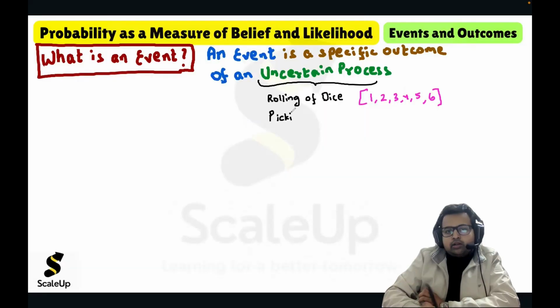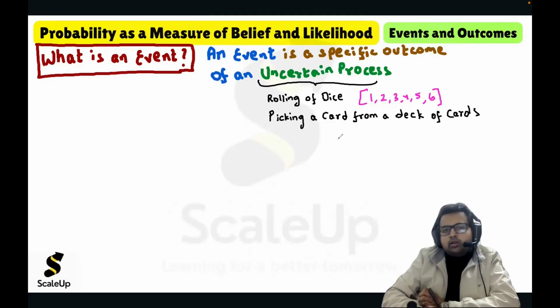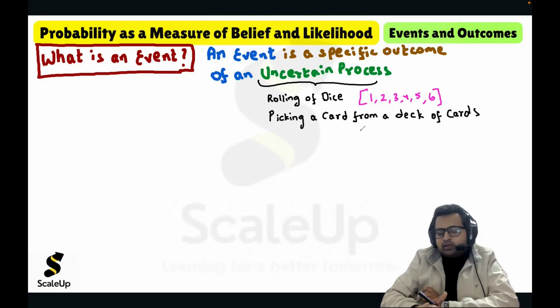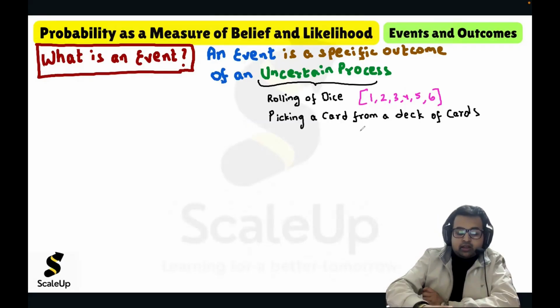Picking a card from a deck of cards. Basically, this is an uncertain process because from a deck of cards, whatever card you pick, I cannot say with certainty that this is the card you will pick. You can pick any card. So it's an uncertain process. There are many uncertain processes which we deal with in our daily life. In machine learning, there are so many uncertainties.